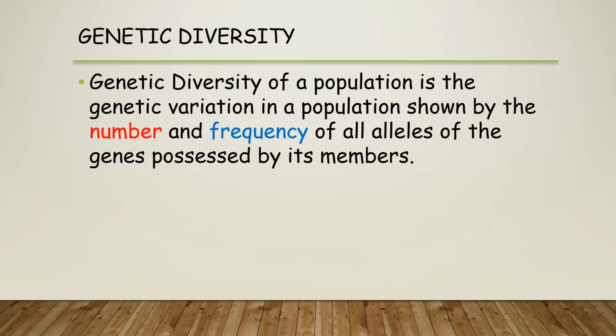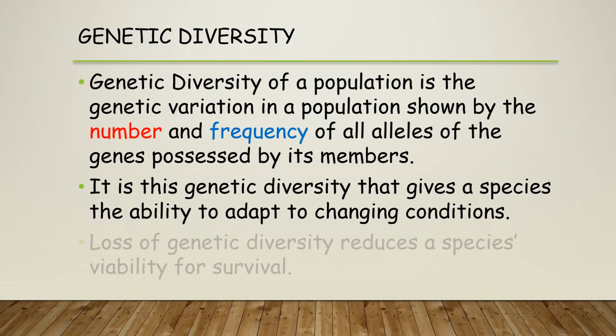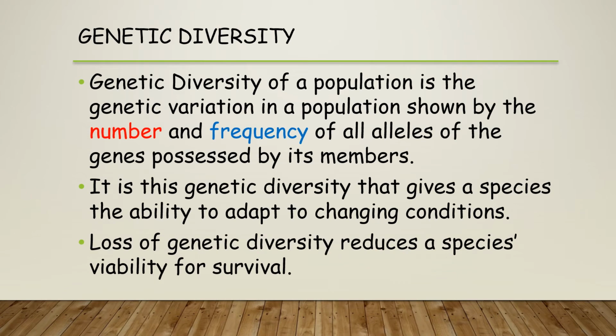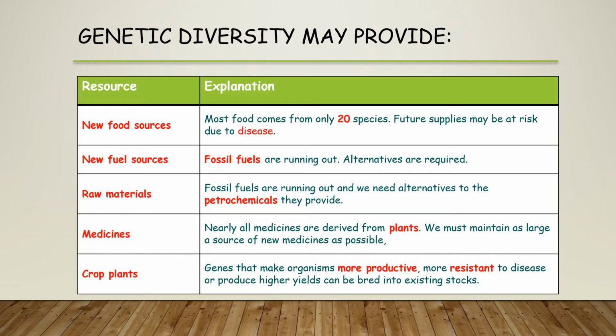Genetic diversity is the number and frequency of all alleles of the genes possessed by its members. So it's the genetic diversity that gives a species the ability to adapt to changing conditions, and that loss of that reduces a species' viability for survival. Genetic diversity may provide us things like new food sources, and as we discussed at the start of this unit, most food comes from only about 20 species. Those supplies may be at risk due to disease.